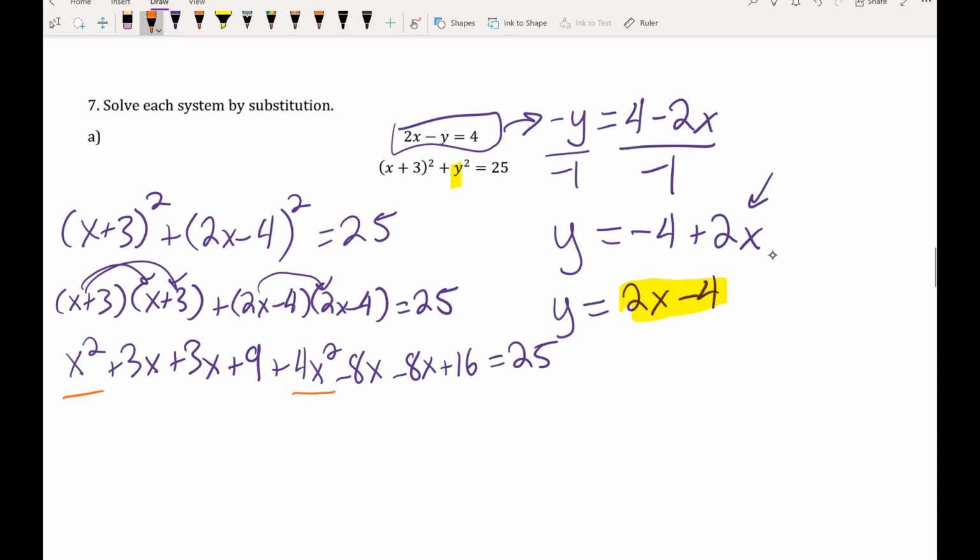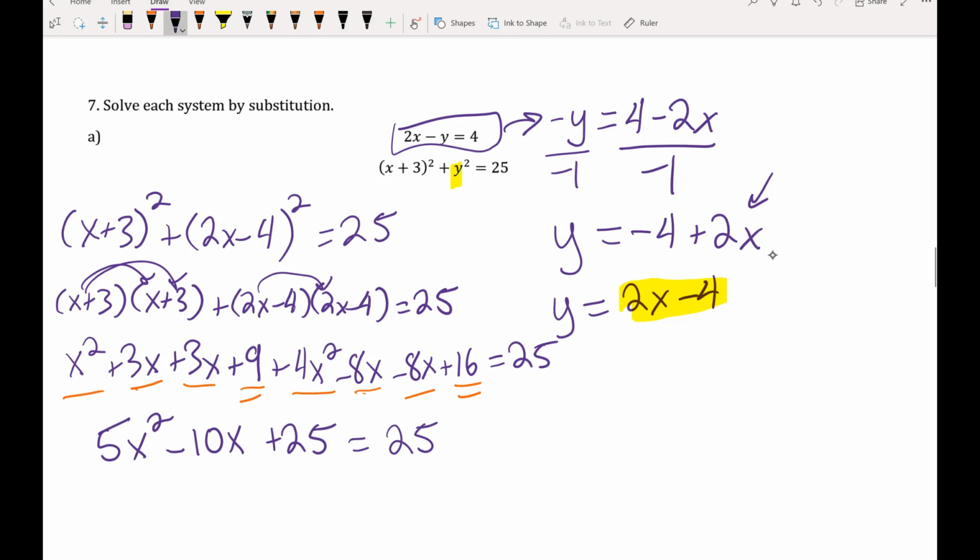Okay, so I'm looking for some like terms to combine. I got these x squareds here, so I can make that 5x squared. And then I've got 3x, 3x is 6x, minus 16x is going to get me minus 10x. And then I've got 9 and 16, which makes plus 25. And that is equal to 25.